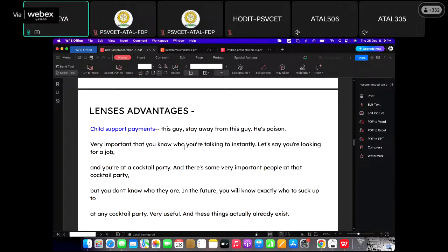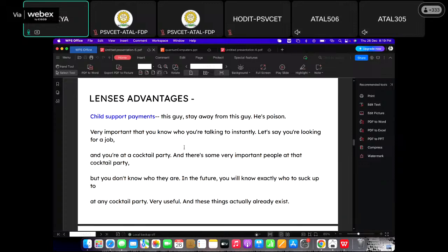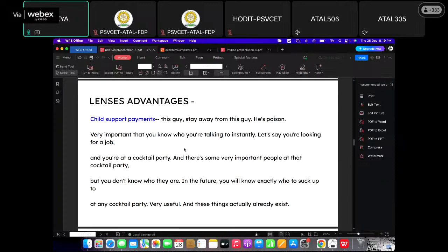Then next one, that is child support payments. This guy, stay away from this guy. He's a poison. Very important that you know who you are talking to instantly. You are looking for a job. And one more thing, when you go to any cocktail party with your lenses, you can check everything about each and every single person. So very important things that you are at the cocktail party and you want it for your job.